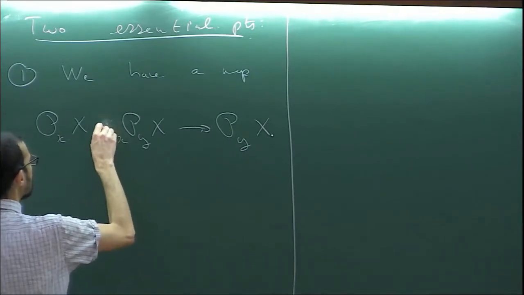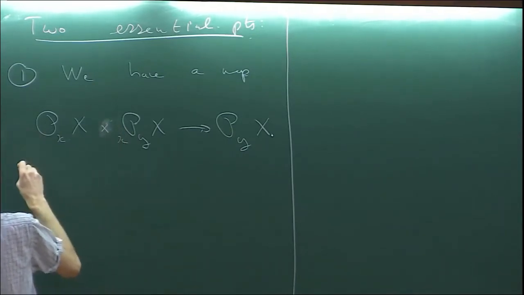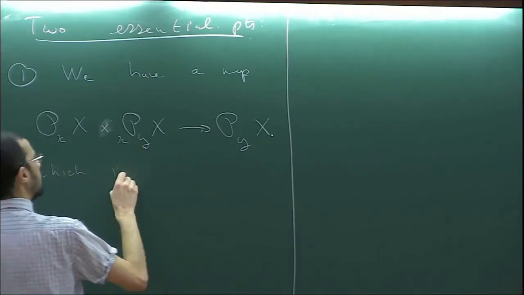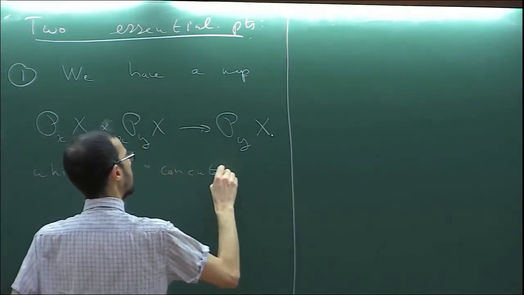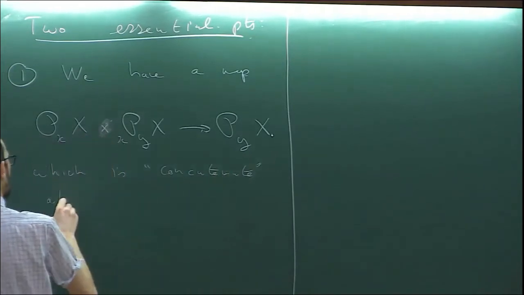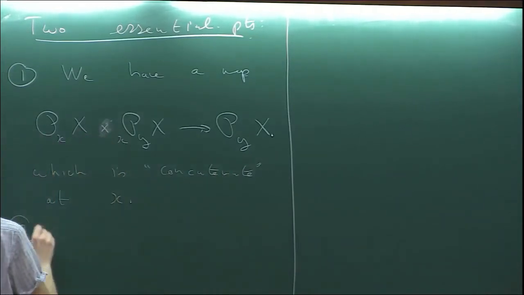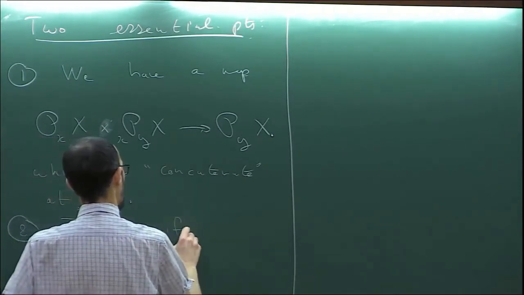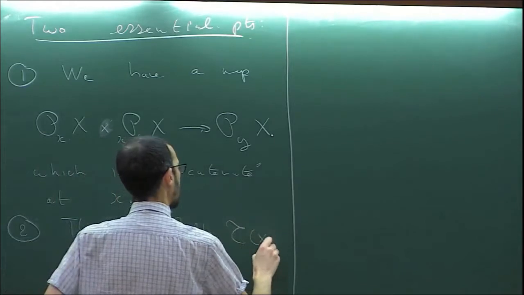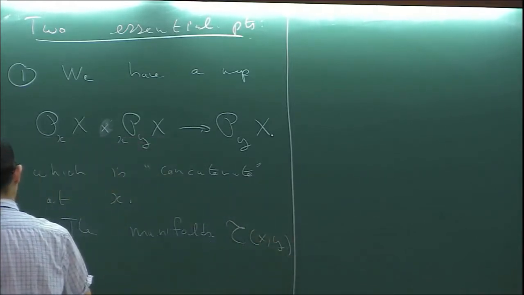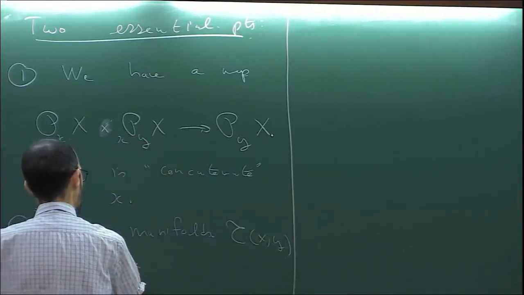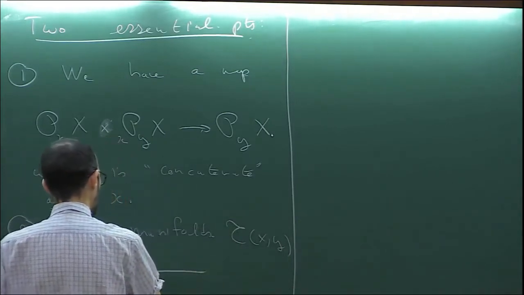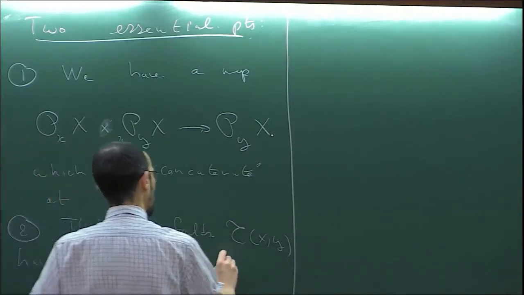There are too many symbols that kind of look alike, which is concatenate at x. The second point is what I talked about last time: these manifolds T(x,y) have stably trivial tangent bundle.